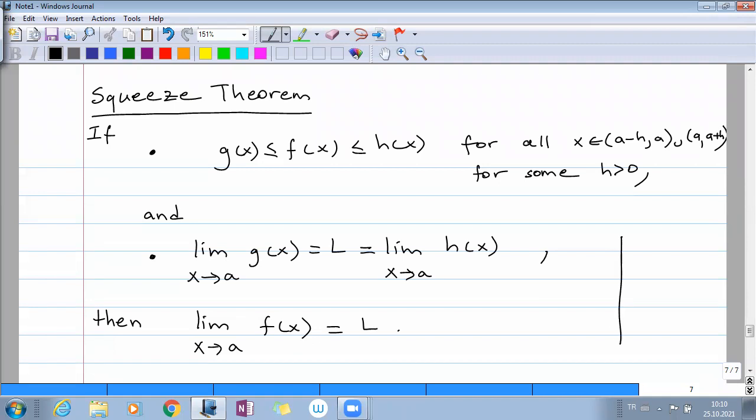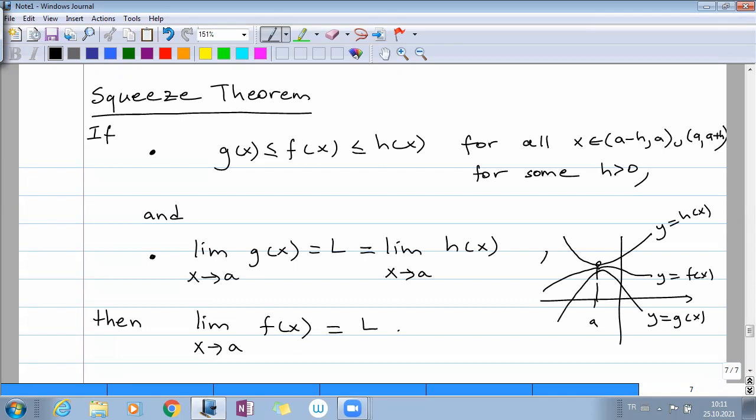So at the point A, you have some function, so this is h of x, this is g of x, and your function is squeezed in between. And let's say they all have the same limit, h and g, then your function in the middle must have the same limit. Does it make sense?